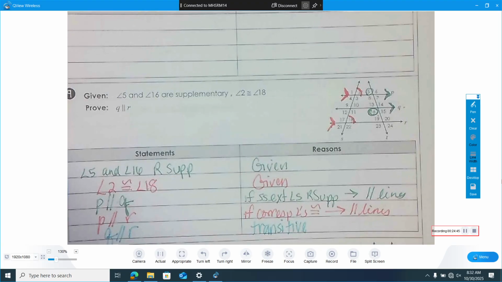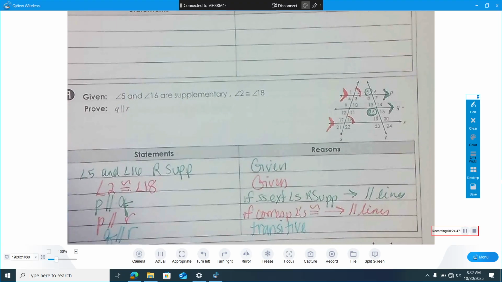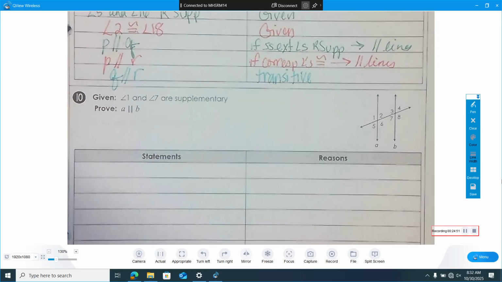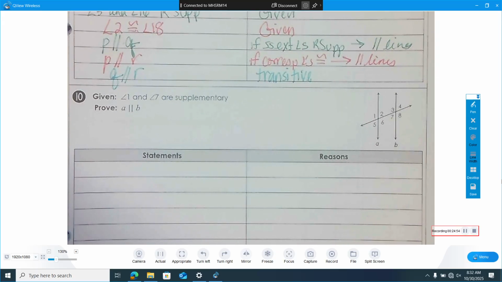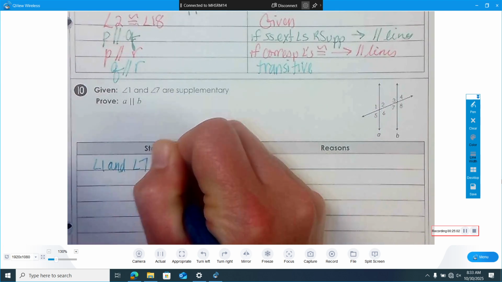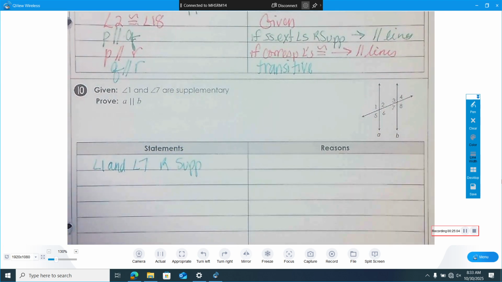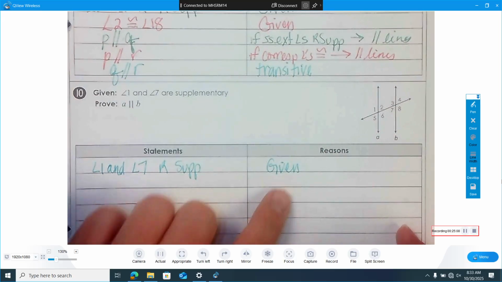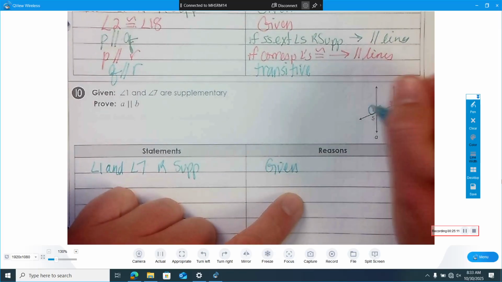7. So, 10, she has actually done it very complicated, and I think we're going to get number 10 done actually really, really easily here. All right, so let's start here on number 10. Angle 1 and angle 7 are supplementary because given. All right. Angle 1 and angle 7.